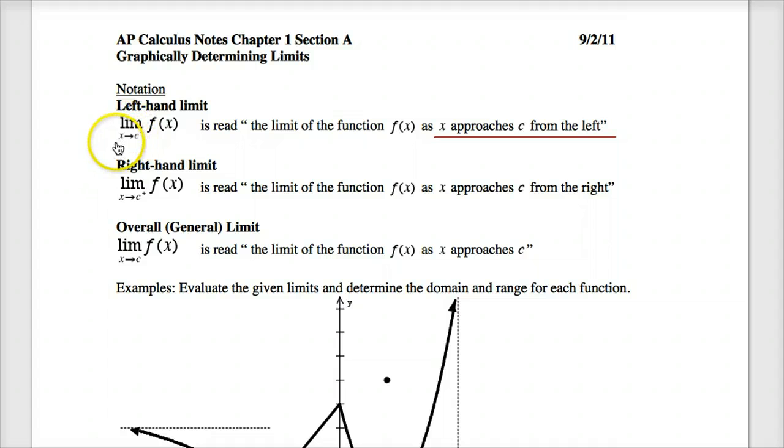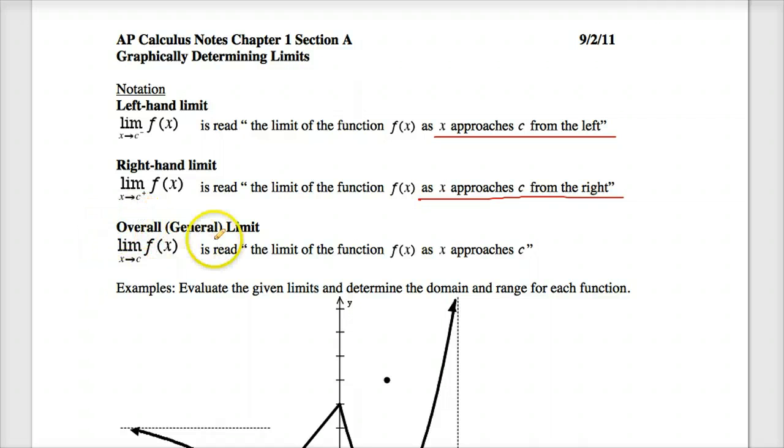If you see the limit as x goes to some number and you see the little minus sign, that means the limit of the function as x approaches that number from the left. If you see a little plus sign, that means the limit of f of x as x approaches that number from the right. So we're talking about essentially left and right, minus being the left and plus being the right.